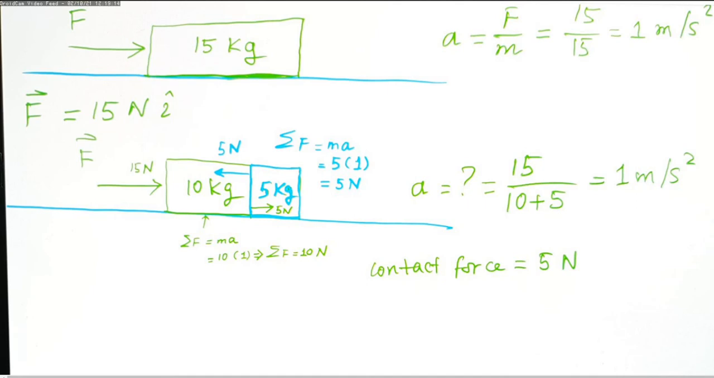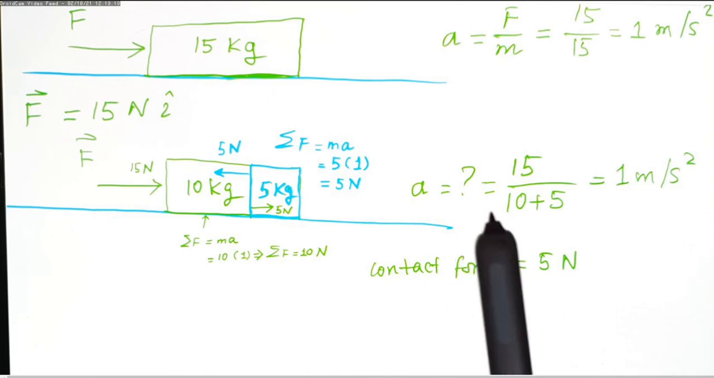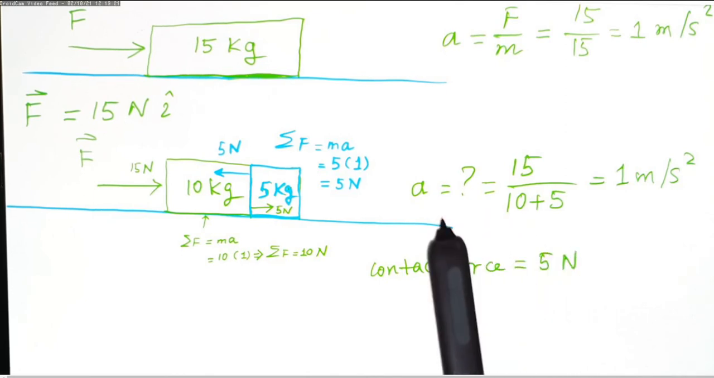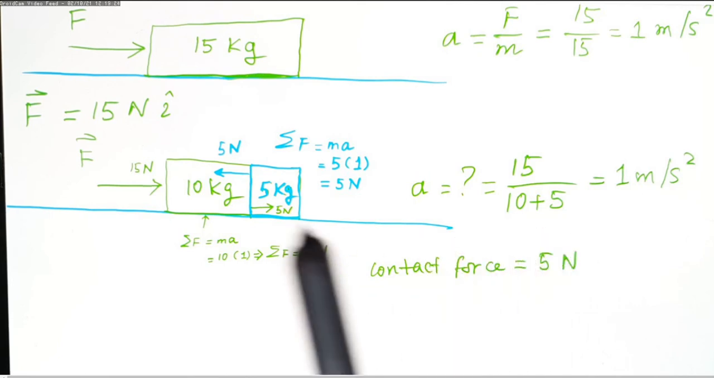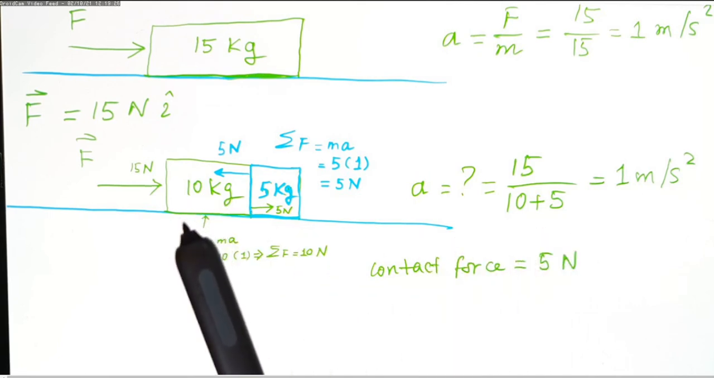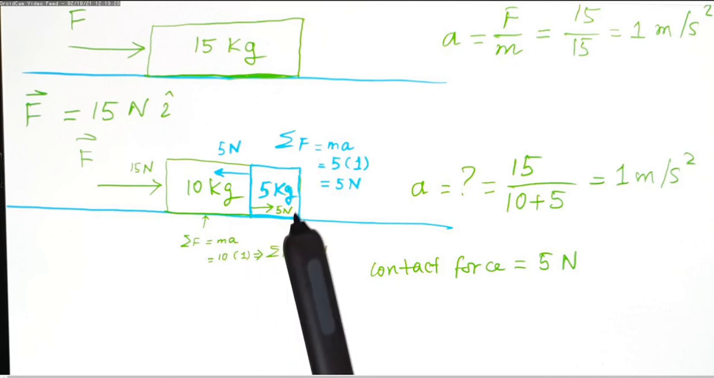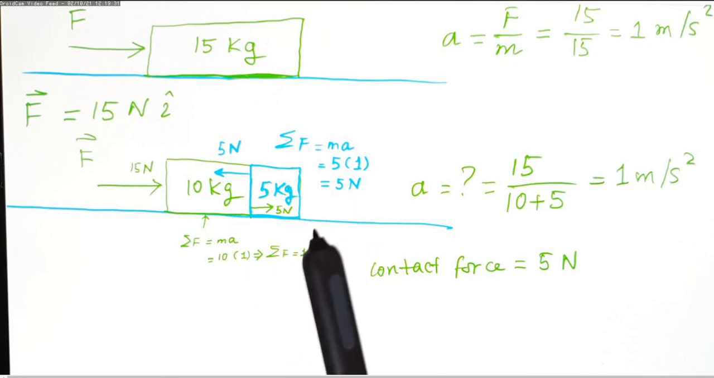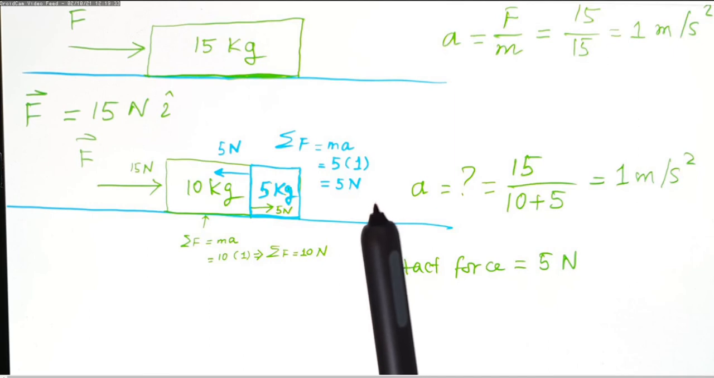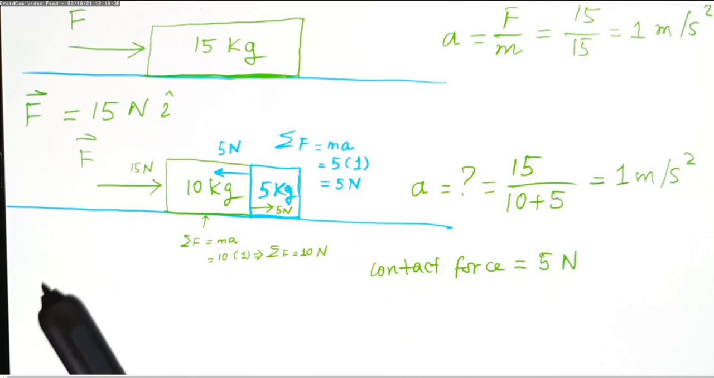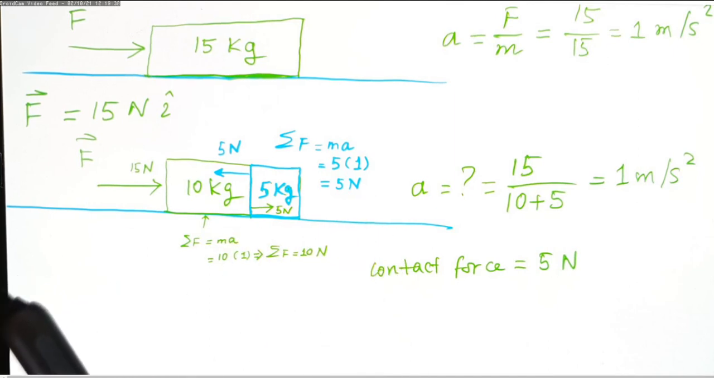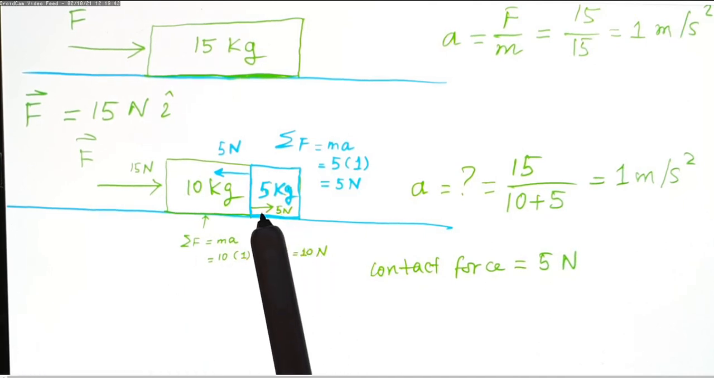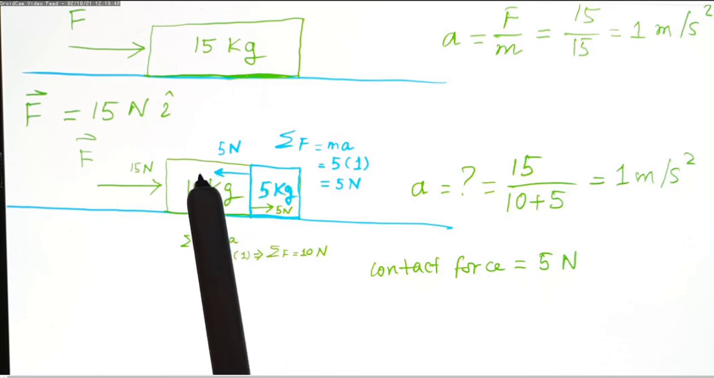The 5 Newton, the blue, it's the reaction force from the blue object on the green object, because the green object is putting an action force on the blue object, which is 5. So the blue object will put on the green object a reaction force of 5. This is the acting force, the green one, and the reacting force is the blue one.